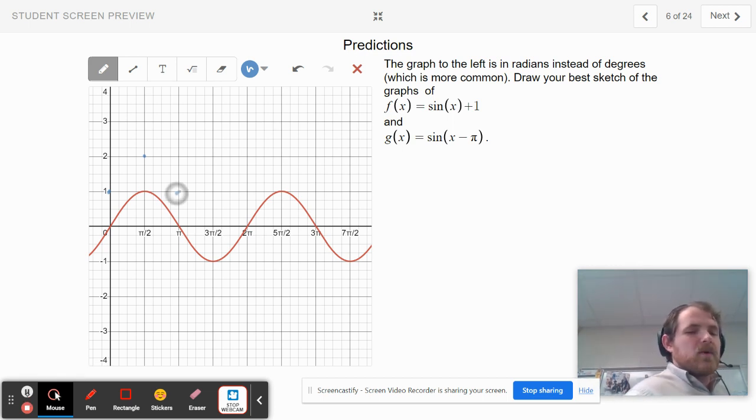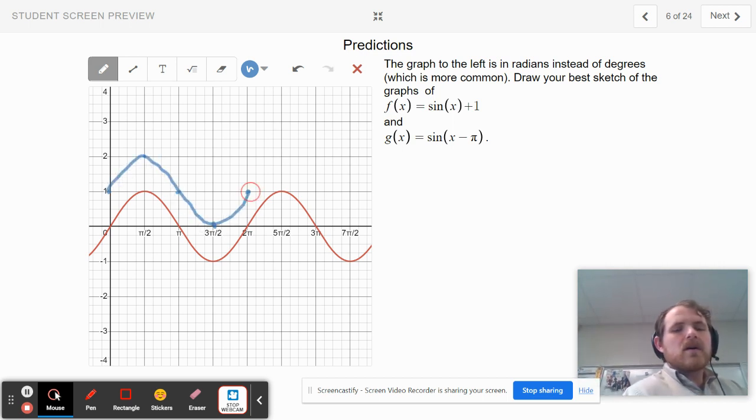Pi goes up 1 as well. 3 pi over 2 comes up 1, and pi over 2 comes up 1. Remember, it's not one box, it's one complete unit. So I'm going to connect those dots. I'm just going to do the first 5, making my full period.